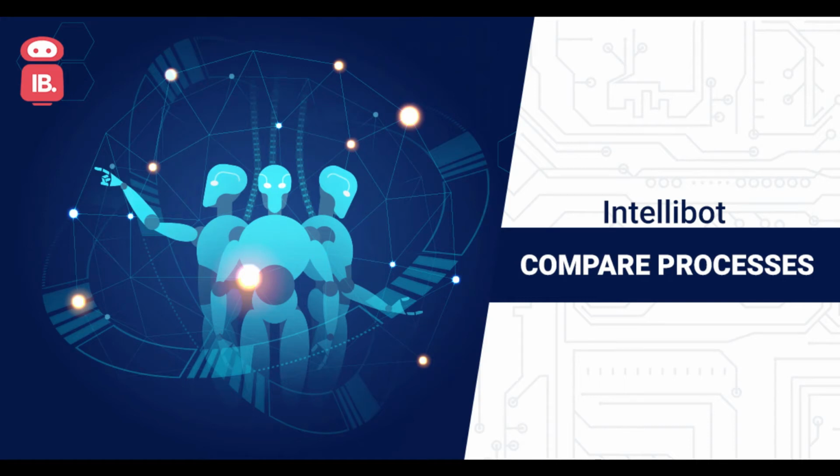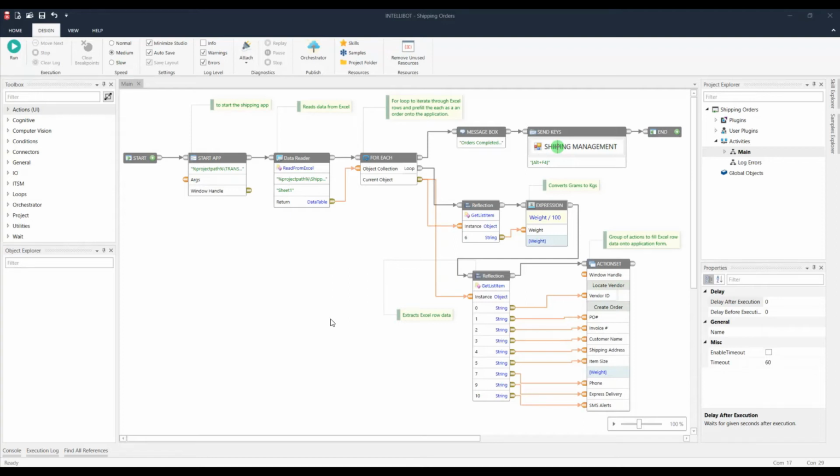Hey there, in this video we will check out the compare functionality from Intellibot. This functionality helps us to visually see what changes were made in the automation from the previous or the new version. So here I have with me an automation for shipping orders.